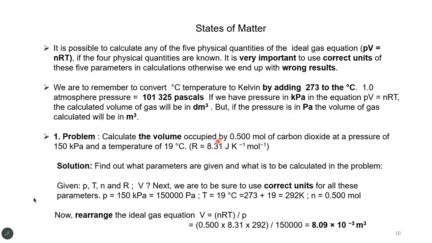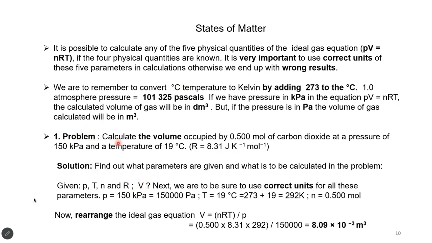And the gas constant is given as 8.31 joules per Kelvin per mole. That's what we have to remember. But be sure that all four parameters will be given to get the fifth parameter of the ideal gas equation. We take a problem now.